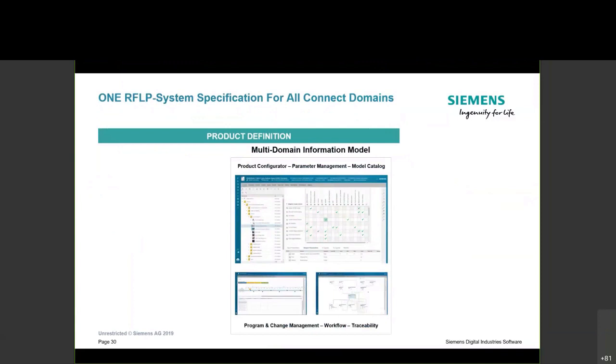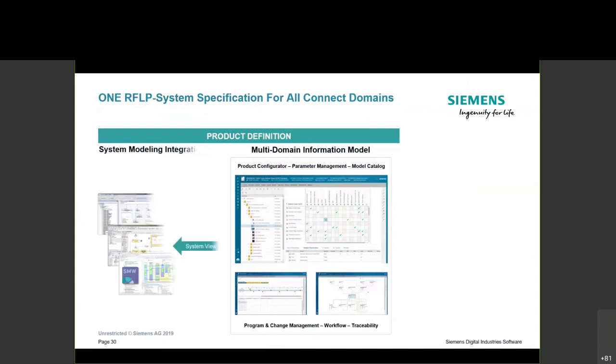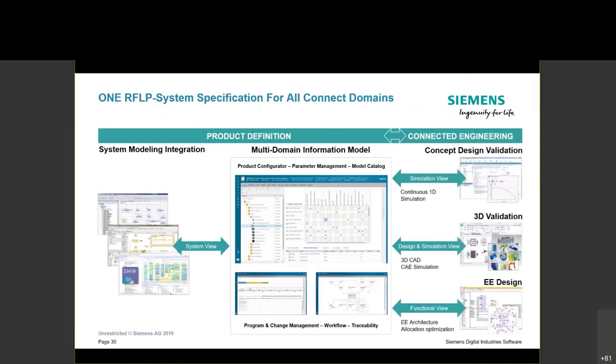So back to product definition, I did mention that a couple of times already, a multi-domain information model as a way of representing RFAP and more. It comes with product configuration, you can manage the assets, so think about parameters, models, etc. It provides services, program change, workflow, traceability. Then, like I said before, we are integrating with system modeling tools. And we are doing that in a very open spirit. So we integrate with CSML tools, we integrate obviously with SMW as our leading application. And then the question comes, how do I sell my engineering domain?